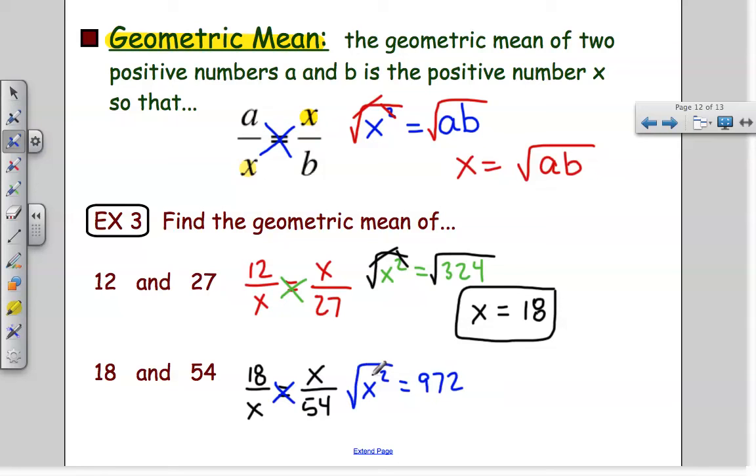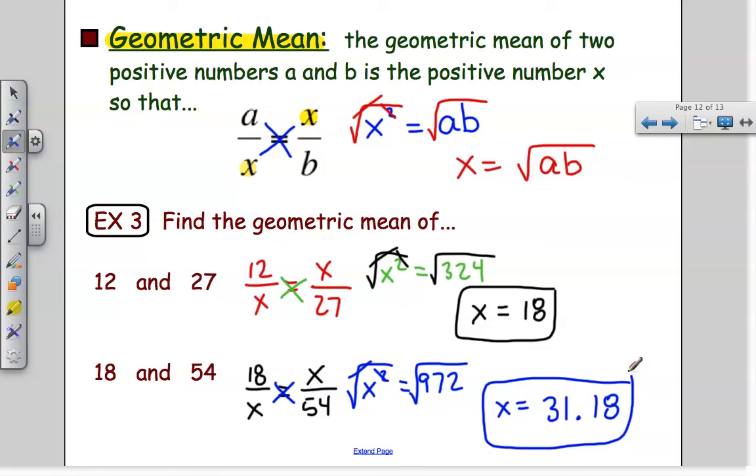Undo squared by taking the square root. So again, you end up multiplying the two numbers and then taking the square root of what you got when you multiplied, of their product. Here, the 972 is not a perfect square. We get a decimal. That is common. I'm going to go to two decimal places. I get 31.18. Actually, it rounds up. You can check that on your calculator. So today, solving proportions, and then looking at proportions in real life, and using geometric mean, multiplying two numbers and taking their square root.